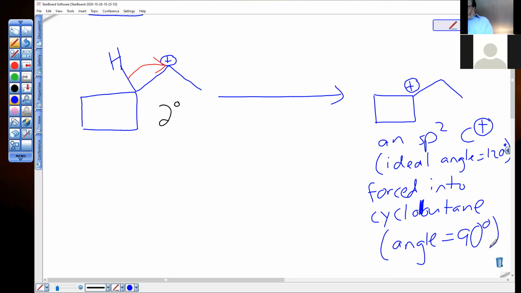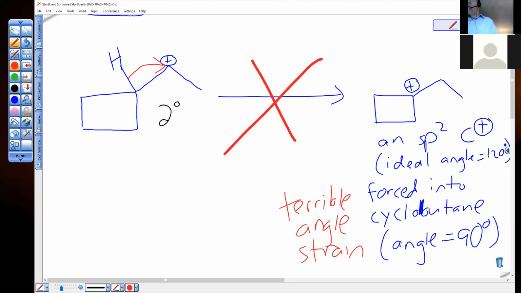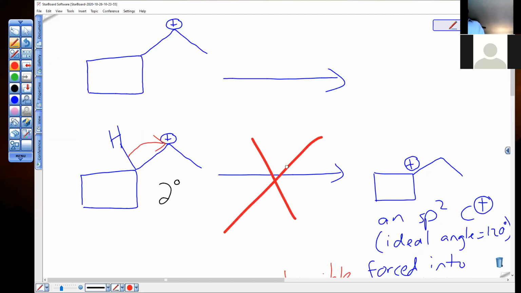This is terrible. Angle strain. Worse than the angle strain you learned when you learned about conformations. At least they were sp3 back then. Now we got a difference of 30 degrees, which is awful. So what's the consequence? This is not going to be happening. This one's great.